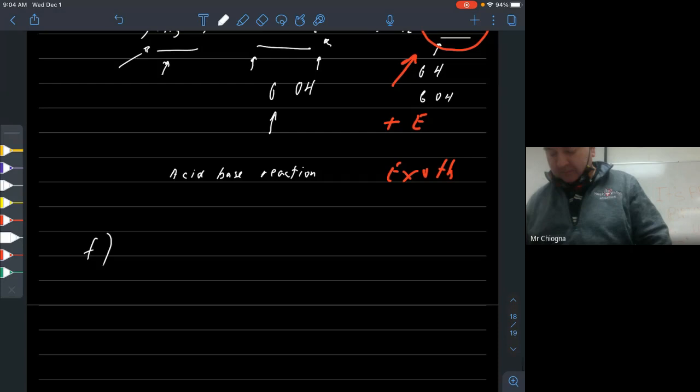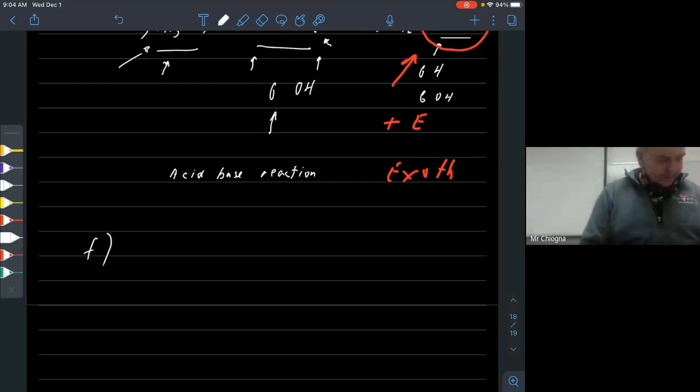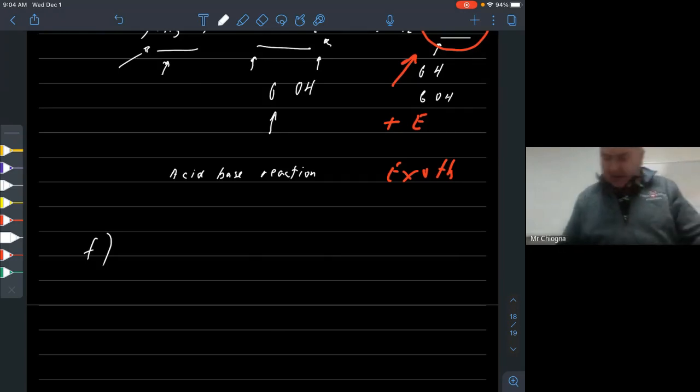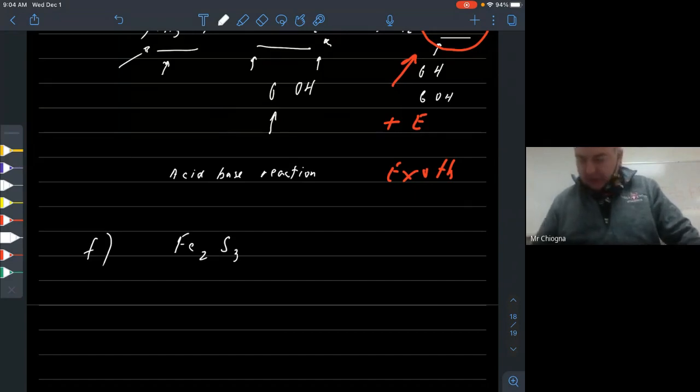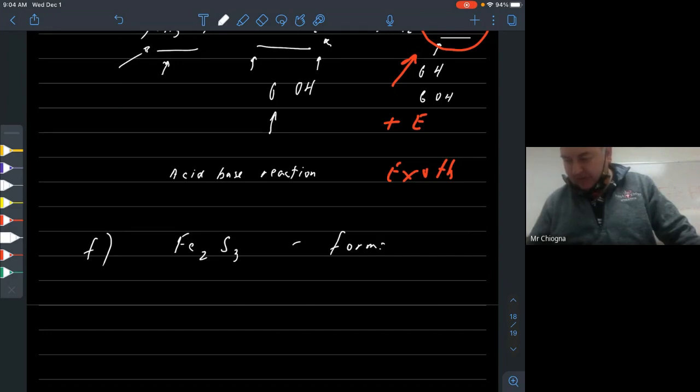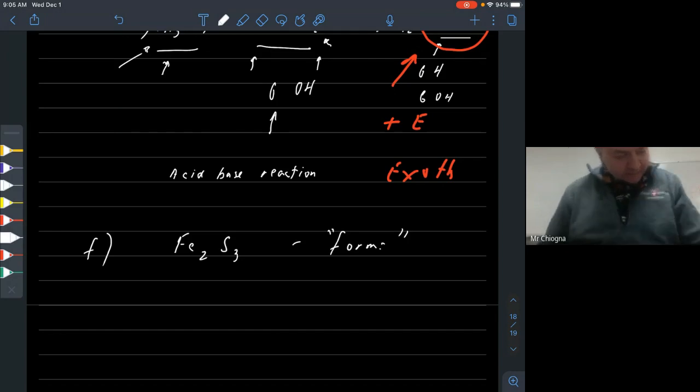Okay. Next, precipitate of iron 3 sulfide, Fe2S3. Look what it says. Forms. It's even tricking me. It's a product. It's not a reactant. In a solution of magnesium nitrate.